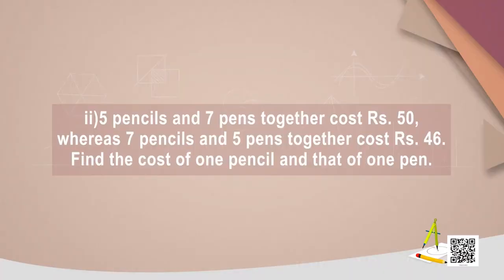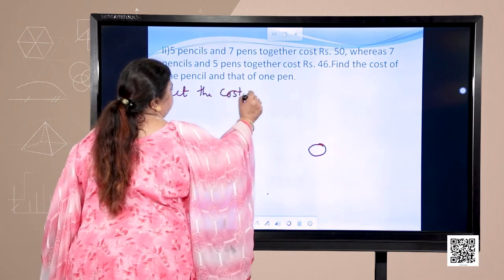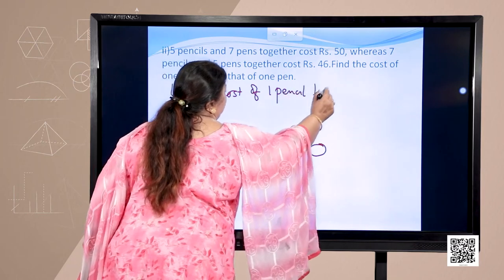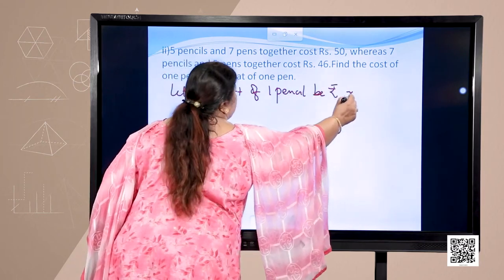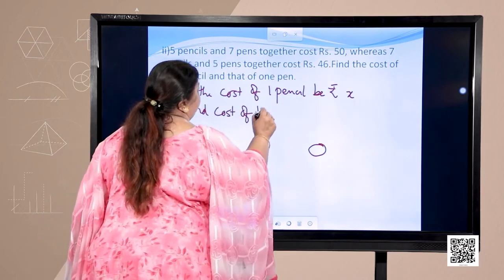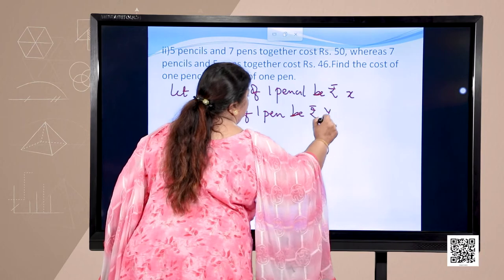Let us look into the next question. 5 pencils and 7 pens together cost 50 rupees, whereas 7 pencils and 5 pens together cost 46 rupees. Find the cost of one pencil and that of one pen. So, let us take, let the cost of one pencil be rupees x and cost of one pen be rupees y.